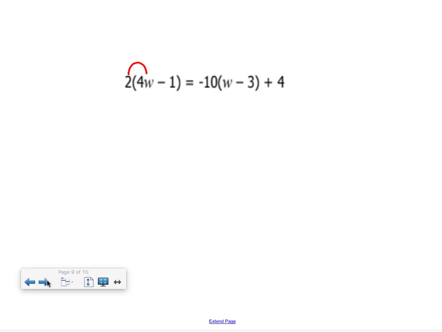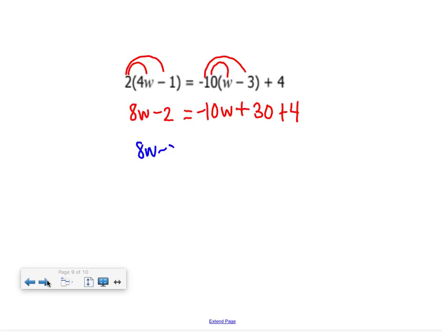2 times 4w is 8w. 2 times negative 1 is negative 2, equals negative 10 times w is negative 10w. Negative 10 times negative 3 is a positive 30, plus 4. Now, I can simplify stuff on the right-hand side. I'm going to drop down my 8w minus 2 equals negative 10w, because nothing can combine with that 10w. But what's 30 plus 4? Well, we know that is 34.